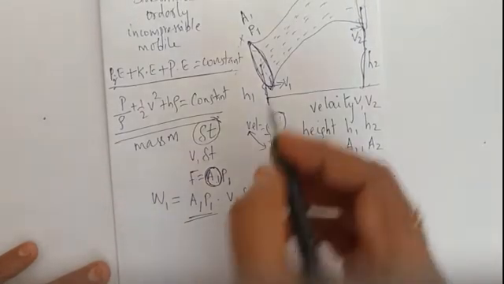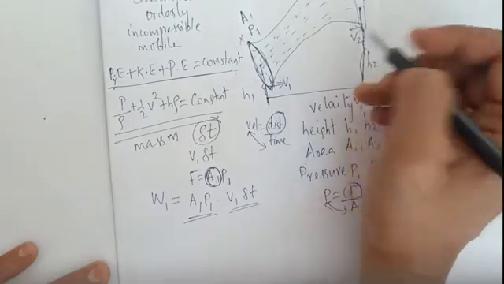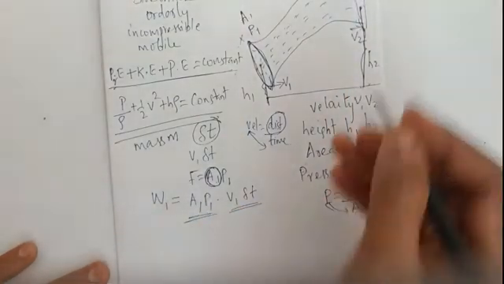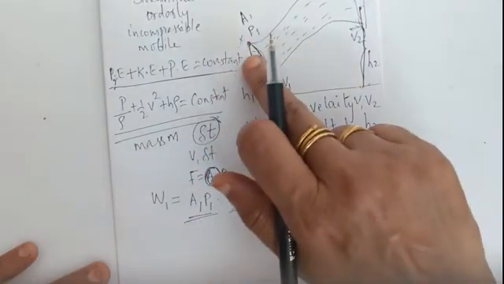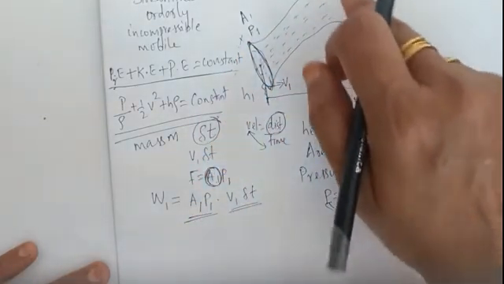Similarly, at section Y, the amount of fluid or mass of the fluid that is entering through X will be leaving; the same mass will be leaving here.